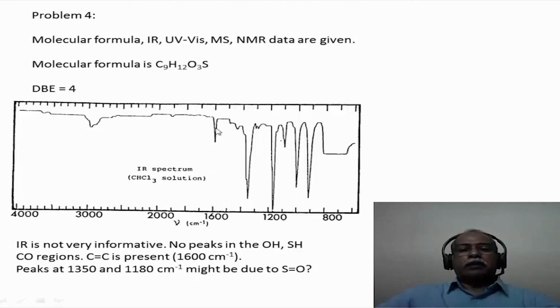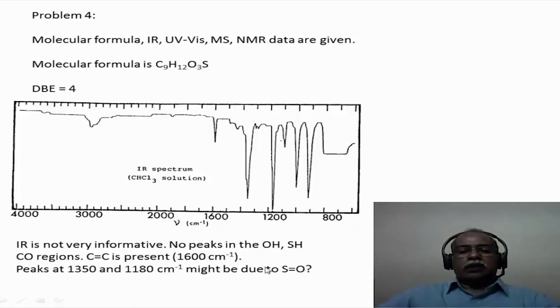However, we can conclude that there may be an unsaturation in the system, which corresponds to the 1600 peak, the C=C stretching frequency. All the other peaks are coming in the fingerprint region. One can, for example, assume that the peak around 1350, which is this particular peak, and the peak around 1180, which is this particular peak, may be because of a sulfur-oxygen stretching frequency, because sulfur is present in the compound. We are assuming this.